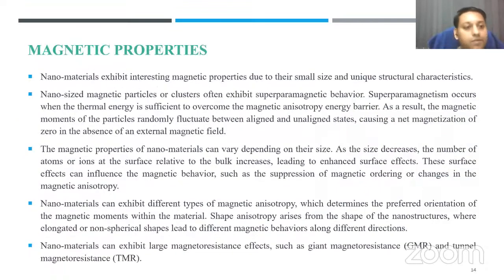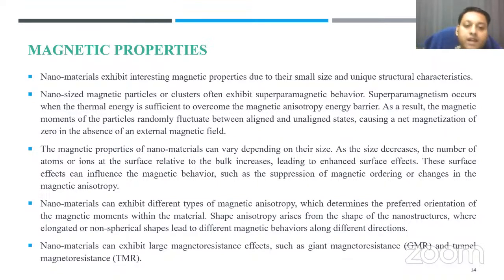Now coming to the magnetic properties, nanomaterials exhibit interesting magnetic properties too due to their small size and unique structural characteristics. So nano-sized magnetic particles or clusters often exhibit superparamagnetic behavior, and superparamagnetism occurs when the thermal energy is sufficient to overcome the magnetic anisotropy energy barrier. As a result, the magnetic moments of the particles randomly fluctuate between aligned and unaligned states, causing a net magnetization of zero in the absence of an external magnetic field.